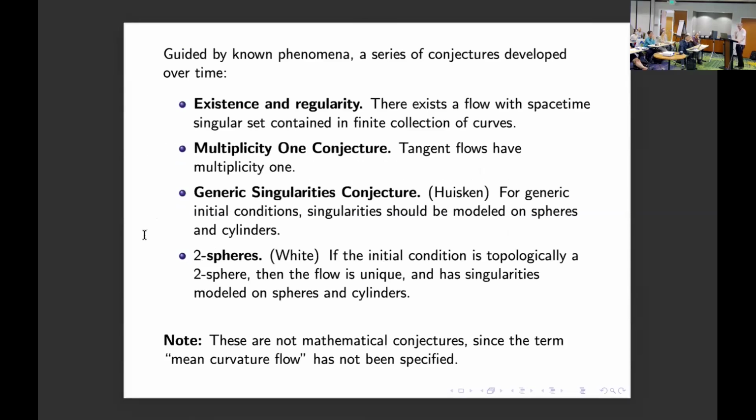So what happened, right? The goal was basically to develop some notion of a flow through singularities, and over time, people formulated conjectures about what this should look like. Some of these were folklore, some of them appeared in the literature, maybe in slightly different forms. But let me say what they are. So the first one I'll call existence and regularity. So the assertion is that there should be a mean curvature flow through singularities where the singular set is not too big. Okay, so this is some kind of tameness condition.